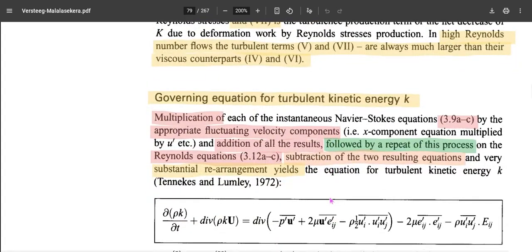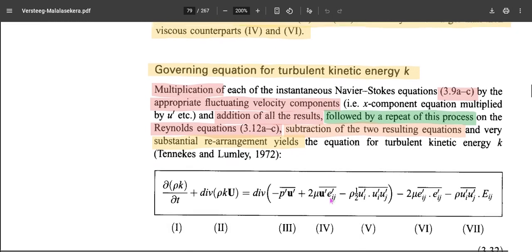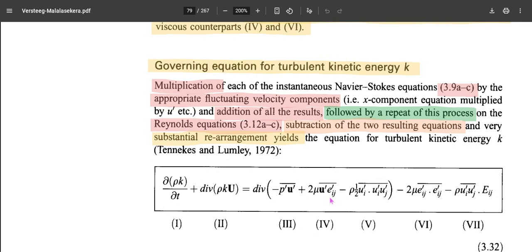So similarly, how do we derive the equation for mean kinetic energy? Similarly, it can be derived for the turbulent kinetic energy. Again, we have the Navier-Stokes equations 3.98 to C, and we multiply by the respective fluctuating components u dash, v dash, and w dash.